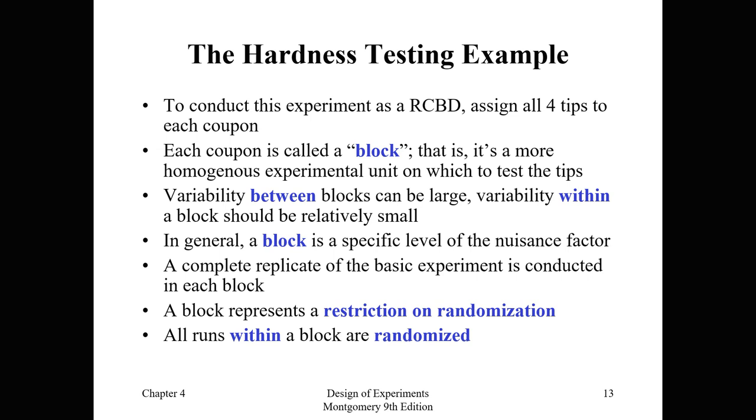Variability within a block, though, should be relatively small. So that is, my 2 coupons, coupon 1 and coupon 2, can be very different. But when I'm looking at all 4 of the different corners in the coupon, that shouldn't be all that different. So when I'm looking at the different observations within the coupon, I want that to be as small as possible. That is, when all 4 tips are stamping each of the corners, the tips are stamping virtually identical things. We could pretend that they're all the exact same.